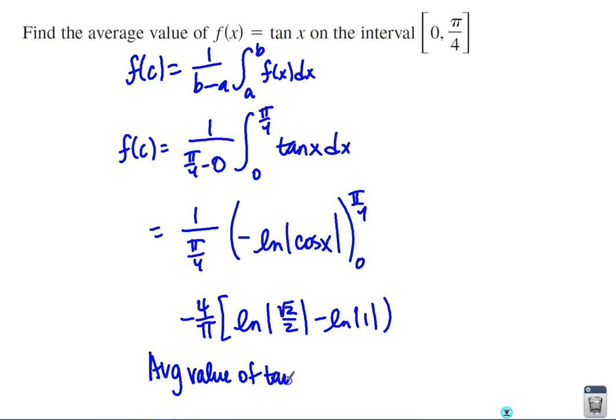So then the average value of tangent of x on 0 to pi over 4 is negative 4 over pi times the natural log of root 2 over 2. I dropped the absolute value here because it's a positive number that I plugged on the inside, so we're good to go. Okay? All right, so that was quite a bit that we did in our notes today.